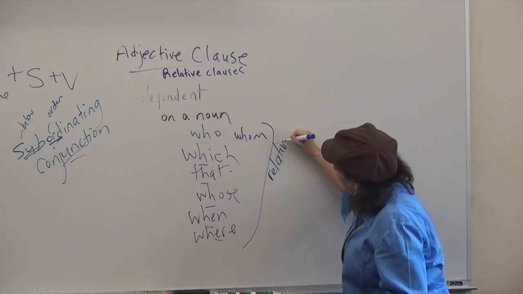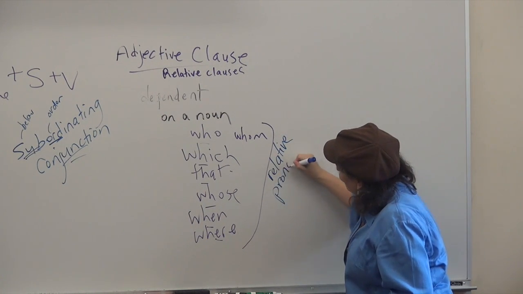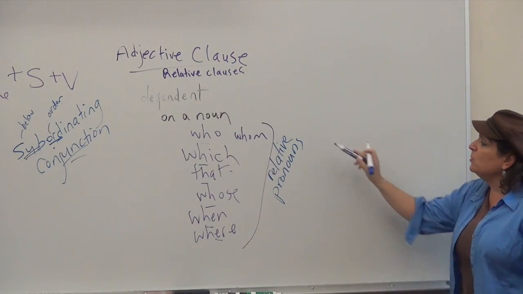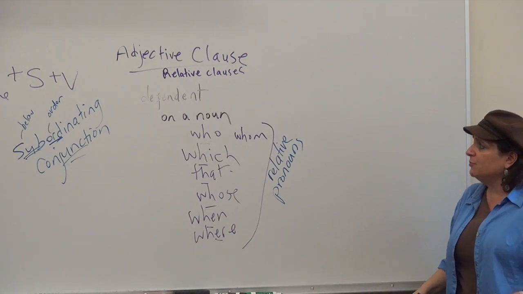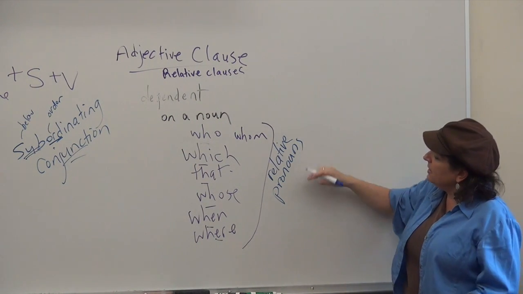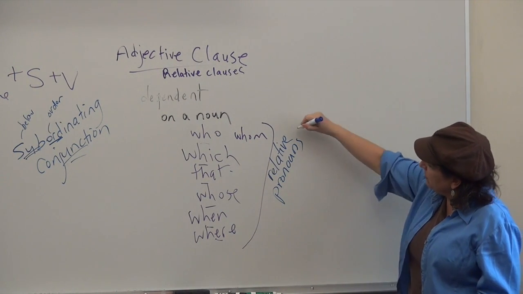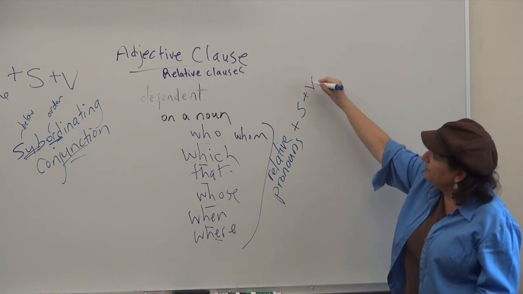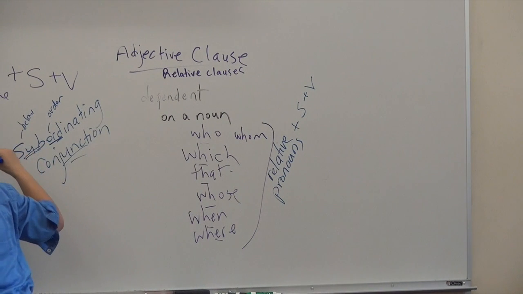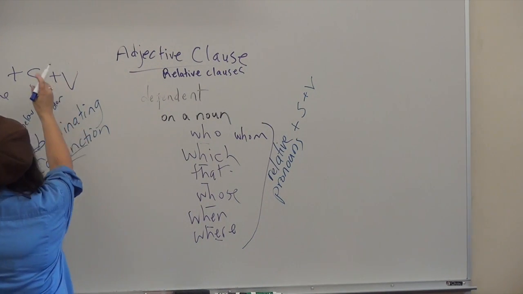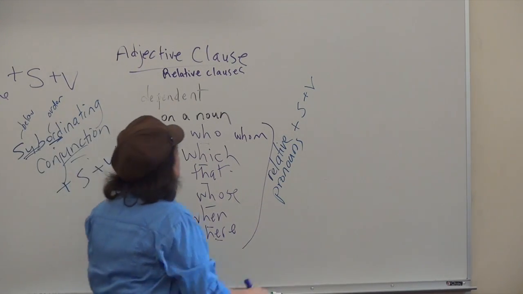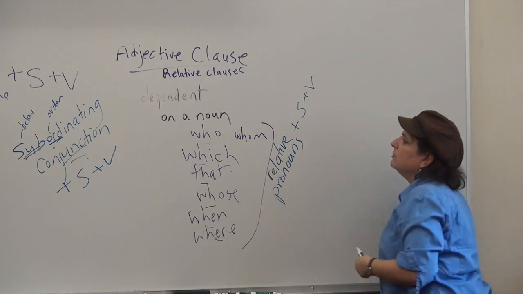Okay, it's okay. This is, again, not that important. I need the language to explain it to you. So these words are called the relative pronouns, and what do relative pronouns do? They introduce an adjective clause. An adjective clause is formed by the relative pronoun plus the subject plus the verb. Are we starting to see a pattern here? Subordinating conjunction plus subject plus verb. Relative pronoun plus subject plus verb.